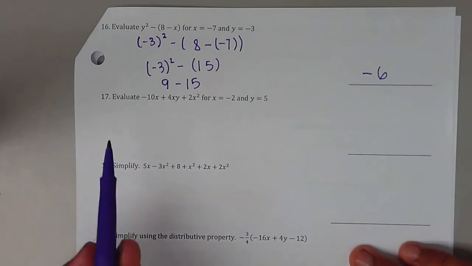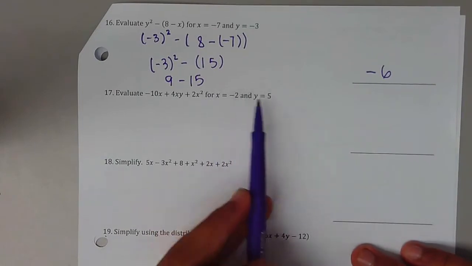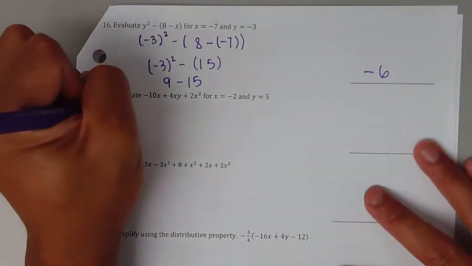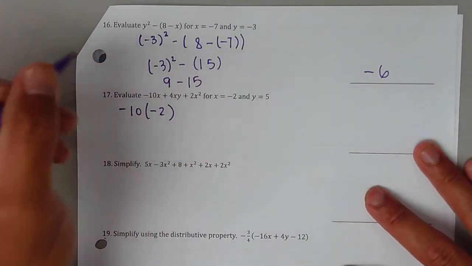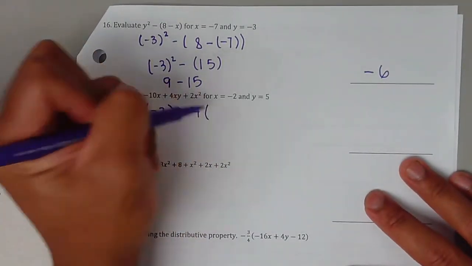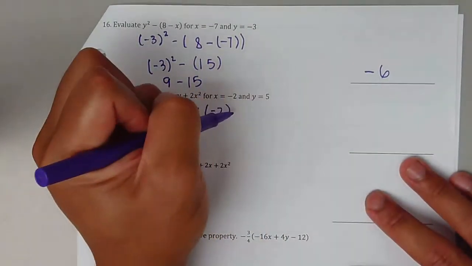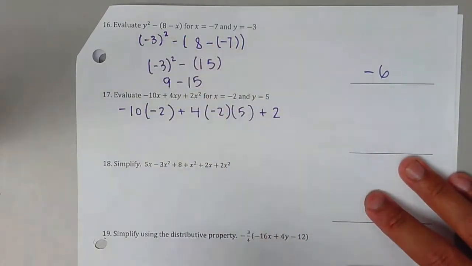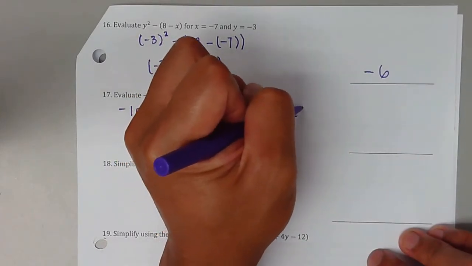Evaluate. We're just going to replace these variables with what they give us. They tell us that x is equal to negative 2, so we just plug it in. Negative 10 multiplied by negative 2 plus 4 times negative 2 times 5 plus 2 times x squared, well, negative 2 squared.